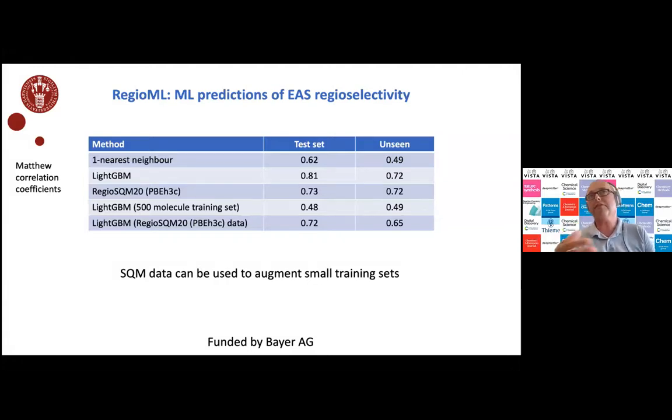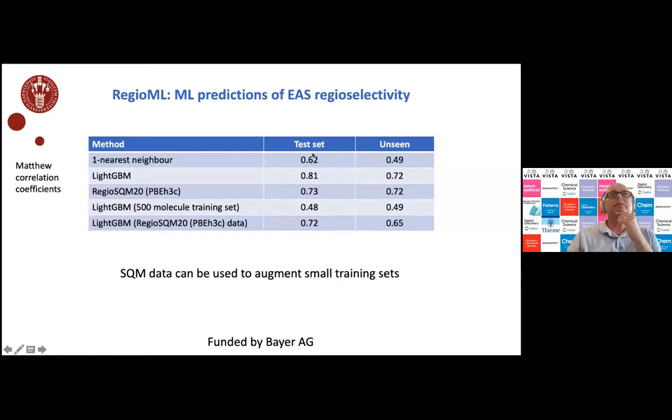So false positives, this is where we say the bromination will happen at this site, and it doesn't. False negatives, we say that there will be no bromination at this site, and in fact there is. And so just looking at the accuracy misses that out. I'll come back to this point, accuracy versus correlation coefficient. But basically what you have to know here is that the closer this is to 1, the better.